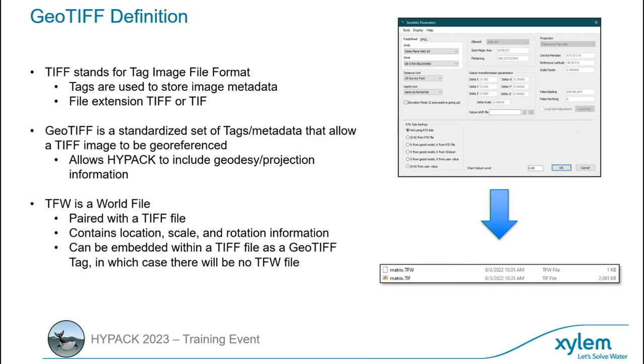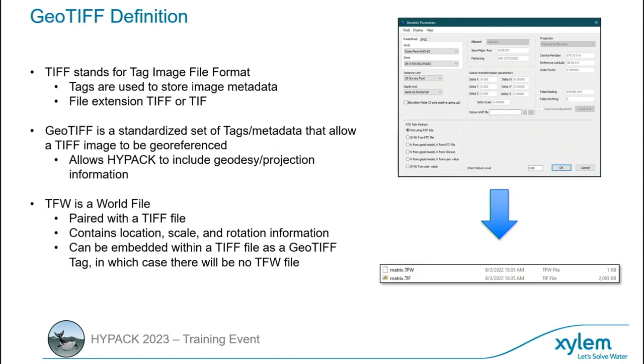So GeoTIFF specifically is a standardized set of tags that allow a TIFF image to be georeferenced. In this case, sometimes they'll have a TFW file, right? Or you can actually just include that information inside of the file itself as one of these tags. Specifically, the picture is showing that. We take the geodesy information and projection information and we can embed that inside of the TIFF file.